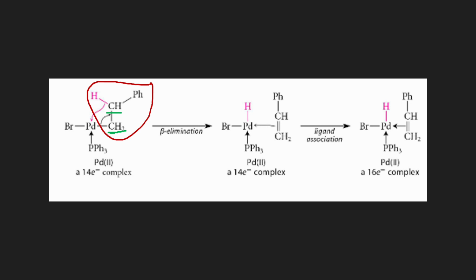Then the leaving group, right over here, dissociates, like it says right here, which causes an increase in the number of electrons to 16, which as we mentioned before is more stable. Again, 16 and 18 electron rules. These reactions will be syn addition reactions.